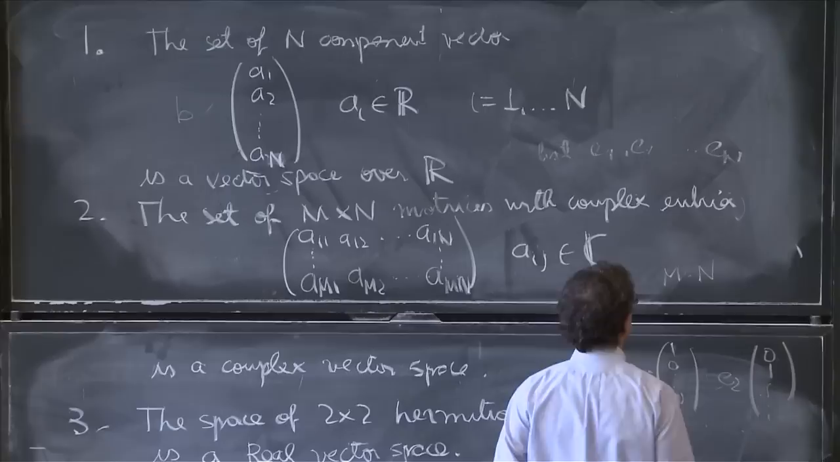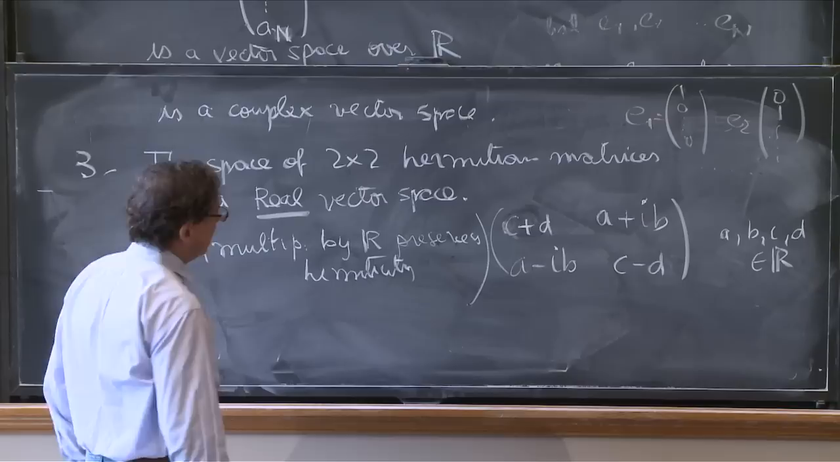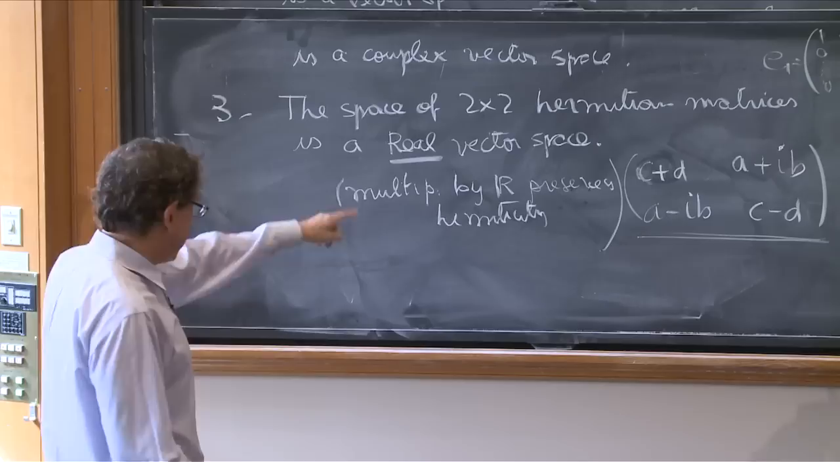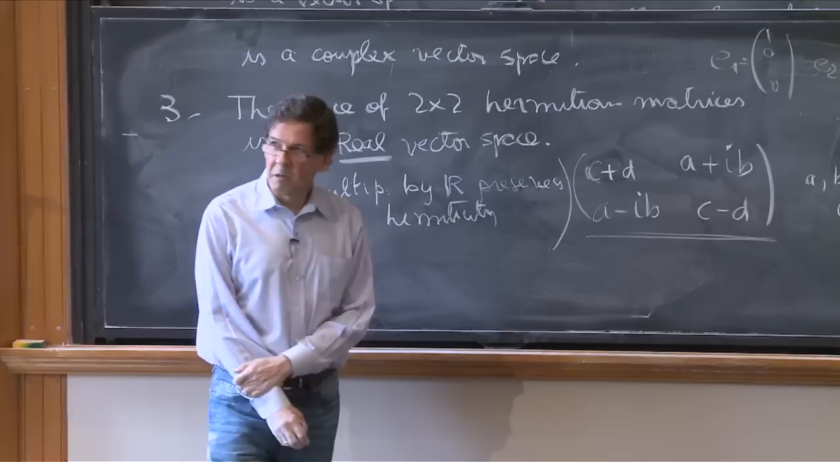Now let me do the Hermitian matrices, and try to figure out the dimensionality of the space of Hermitian matrices. So here they are. This is the most general Hermitian matrix. And I'm going to produce for you a list of four vectors. Vectors, yes, they're matrices, but we call them vectors. So here is the list.